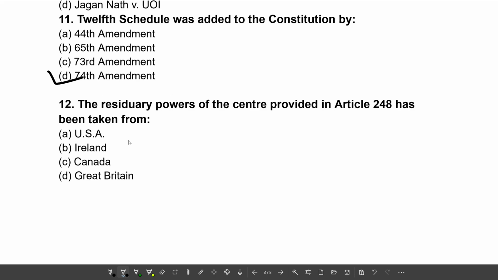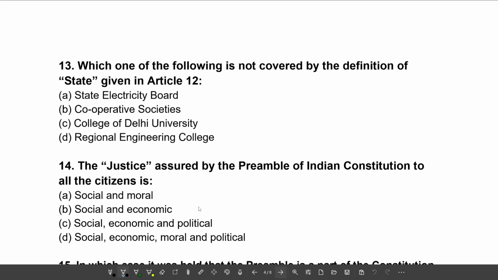Next question. The residuary powers of the Centre provided in Article 248 have been taken from option A, USA; option B, Ireland; option C, Canada; option D, Great Britain. So the correct option will be option C, Canada. Next question.